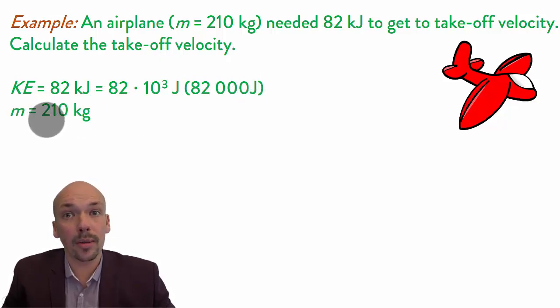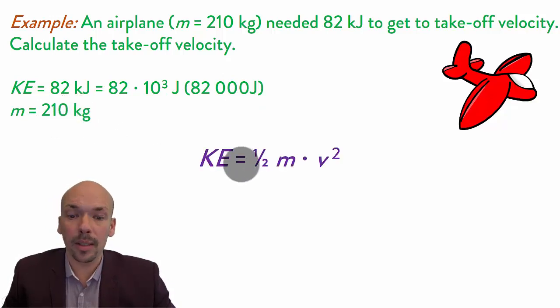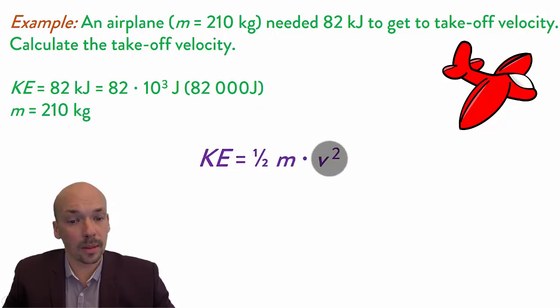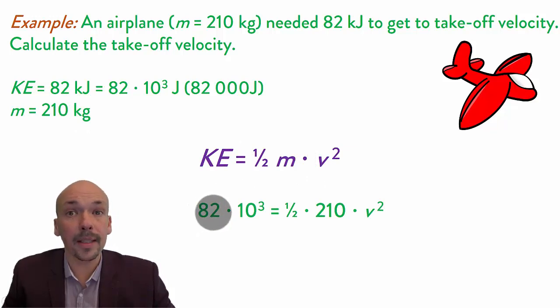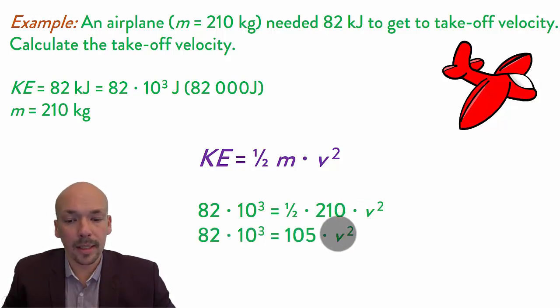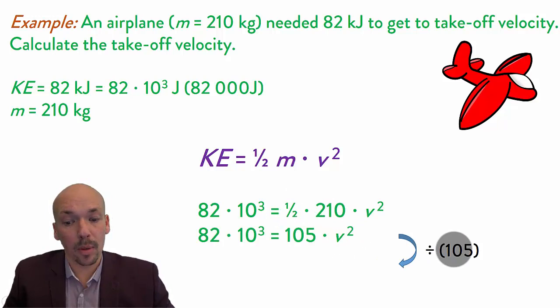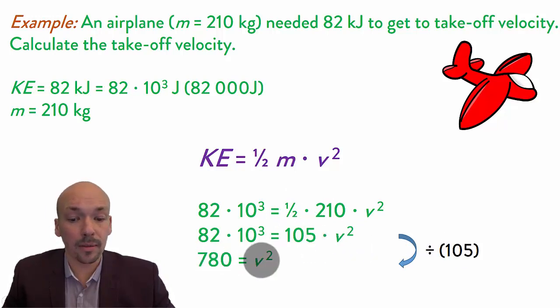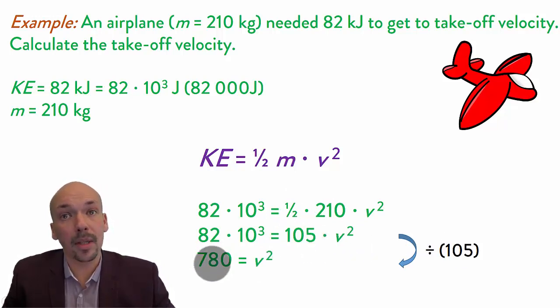We have the mass, 210 kilograms, this is already the correct unit, and we have this equation. So this one is the only one which is unknown. So this is how it will look like. 82 multiplied by 1000, because it needs to be in joules, not in kilojoules. The half, of course, multiplied by 210, and the velocity, and of course the square here. Now first we can calculate these two, so it will look like this. Now we would divide both sides by 105, and then we have the velocity square, and that's 780.